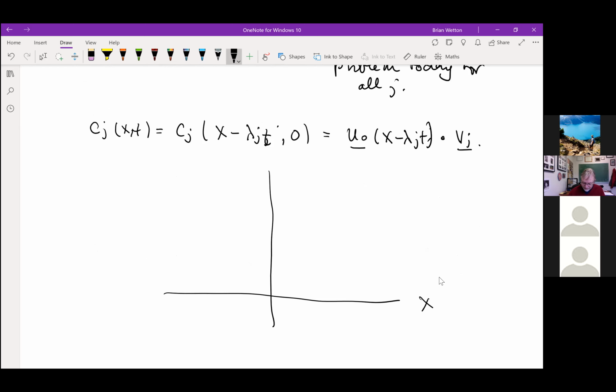Okay, and let me draw you a picture of how that looks in the xt plane. Here I've got a point x, t. I want to know the solution here, right? Well, it's a vector, so I need to know all of its components. I'm not going to work it out one standard component at a time. I'm going to work it out in terms of one eigen component at a time.